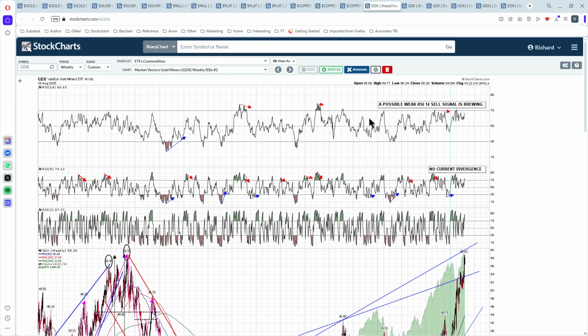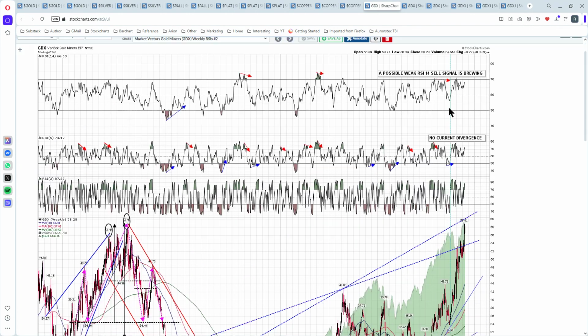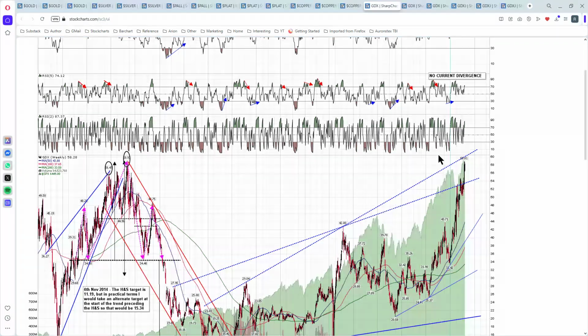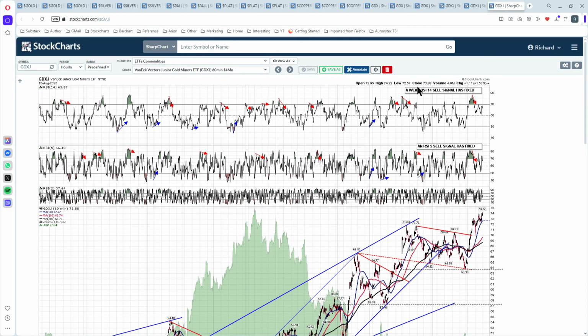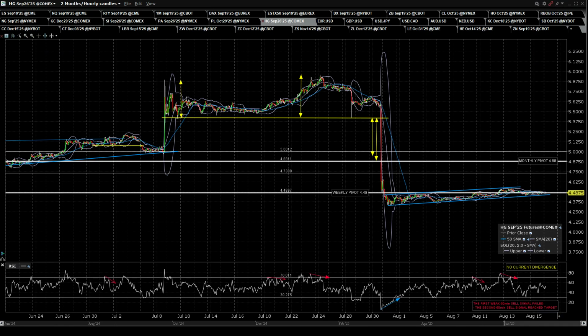Okay, GDX. We've got possible weak RSI 14 sell signal brewing here. Obviously, this has come up to a decent height. At the moment, gold is holding this up. We do have RSI 14 hourly sell signals fixed, but neither of those has played out on GDX or GDXJ yet. Do we have potential for more downside? Yes, but we don't really have much in the way of bigger picture sell signals to indicate that's likely to happen. All right, let's have a look at the other commodities.